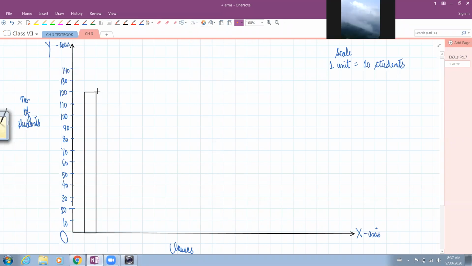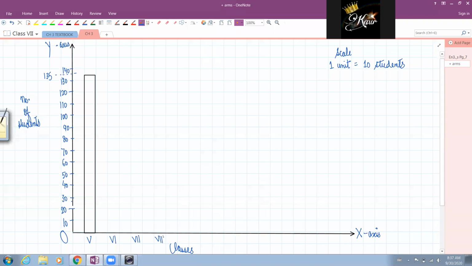So I'm going to first of all make the bar for class 5. For class 5, I've got 135 students. So this is the bar that I have. Have I drawn it correctly? 135 would be right here, in between 130 and 140. So that's where I have shown this. And this is for class 5th. Similarly, you can do for 6th, then for 7th, then for 8th, 9th, and 10th.